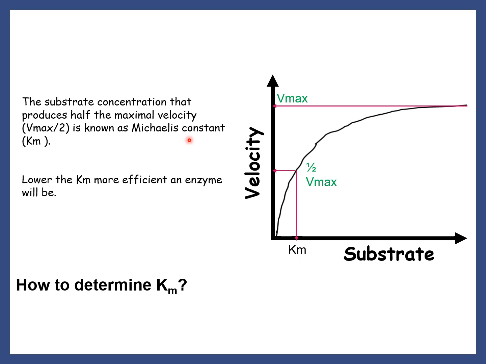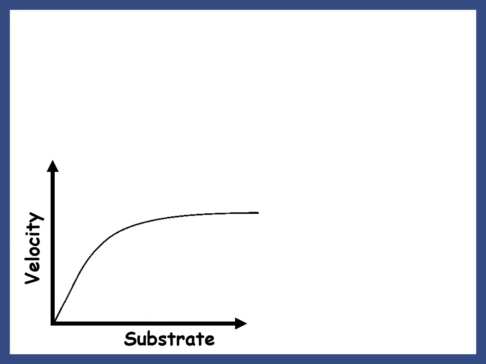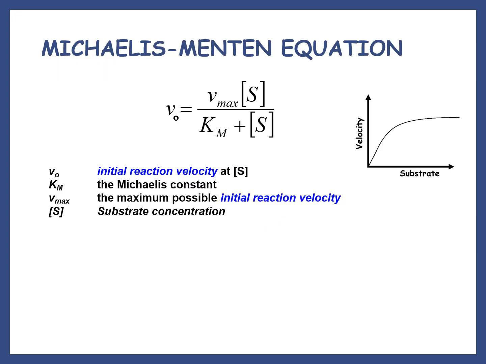So how to determine the Vmax and Km? This curve is actually a little bit tricky. It's a velocity versus substrate concentration graph. Michaelis-Menten came up with an equation which tells that the initial velocity of the reaction is equal to Vmax times substrate concentration over Km plus substrate concentration, for this hyperbolic velocity versus substrate graph. So now we can use this equation to calculate the values of Vmax and Km.